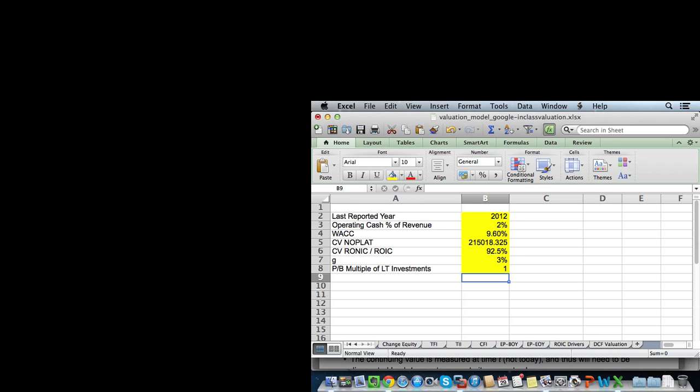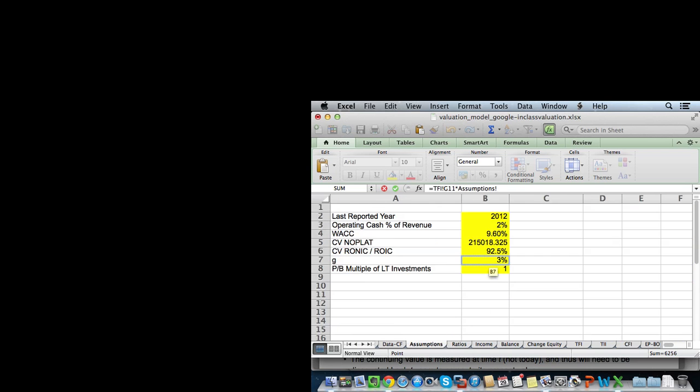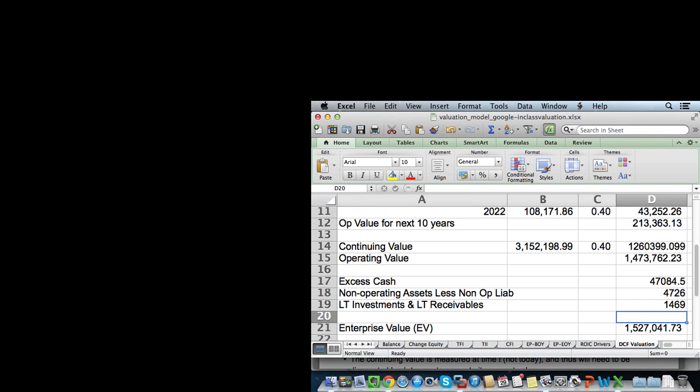So what I'm going to do is go to my DCF valuation. I'm going to take my long-term investments, and I'm just going to multiply that by my ratio, or my assumptions, my price to book multiple. Again, if I leave it at 1, it just means I'm using book value. But again, process-wise, I've basically forecasted the value of the operations. I've added in the non-operating value. I've added them together, and that's really what enterprise value is. That's my forecast for enterprise value.